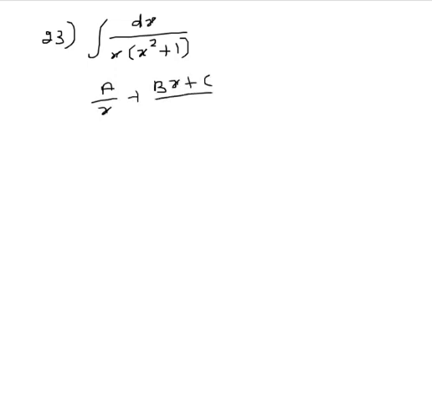Let us use the same method for 23rd question. Integral dx divided by x into x square plus 1. One method is directly taking partial fraction, bx plus c by x square plus 1. Or the other method is we can multiply both numerator and denominator by x and do it. Or the easier one is we will follow the same method. We will take x square out from this bracket.